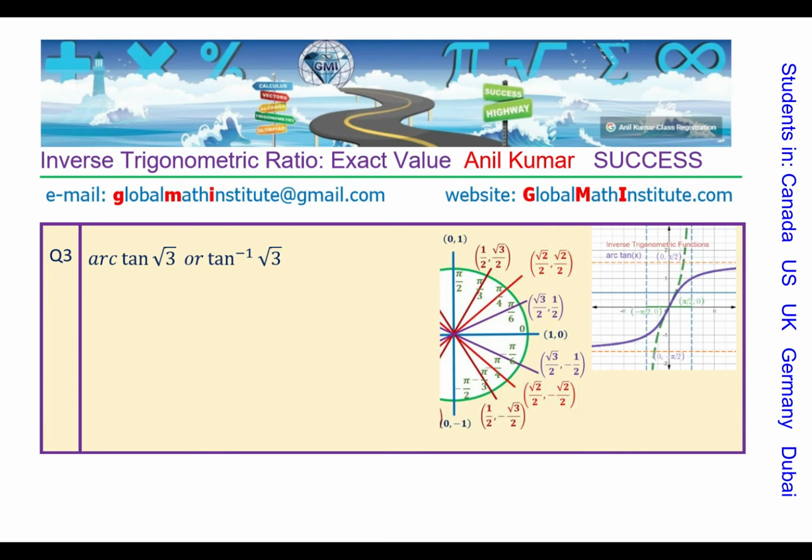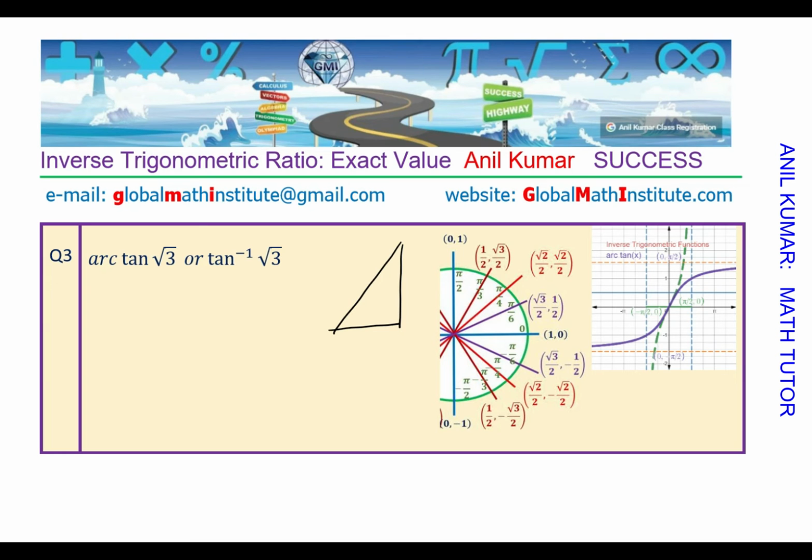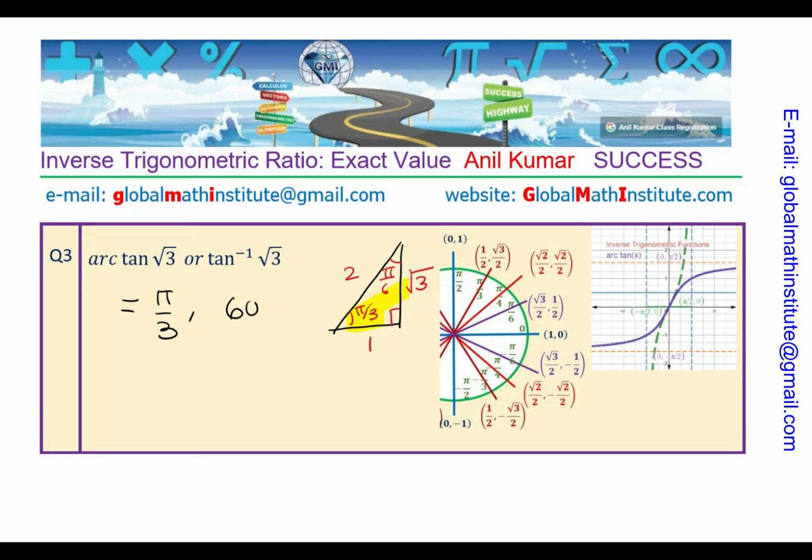We need to find tan inverse of square root 3. This reminds you of a special triangle which is 30, 60, 90 or pi by 6, pi by 3, pi by 2, right? Sides being 1, 2, square root 3. Since tan ratio is opposite over adjacent side, the angle will be pi by 3. So from special triangles, it is very easy. You can see pi by 3, which is 60 degrees, correct?